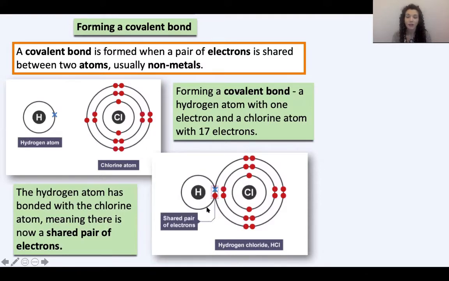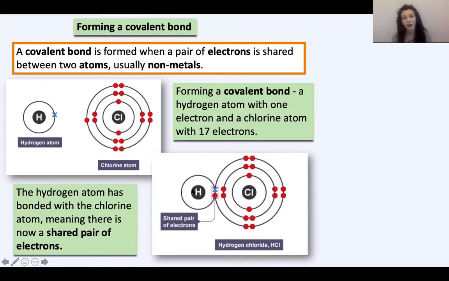Now this diagram is what we call a dot and cross diagram, and it's a really good way of showing covalent bonding because you can see which electrons belong to which atom. So here, all the dots belong to the chlorine atom, and the cross here belongs to the hydrogen atom. And you can see clearly here that those two atoms are sharing a pair of electrons. So the hydrogen atom has bonded with the chlorine, meaning that they now share a pair of electrons.